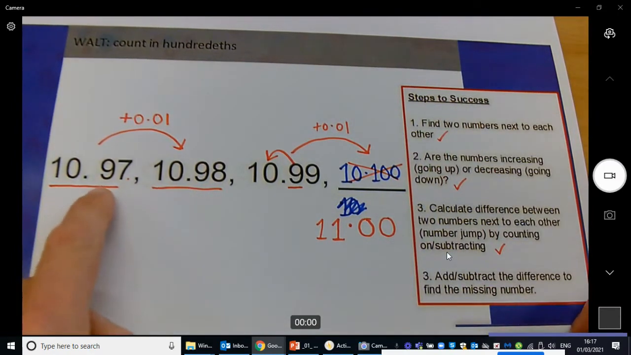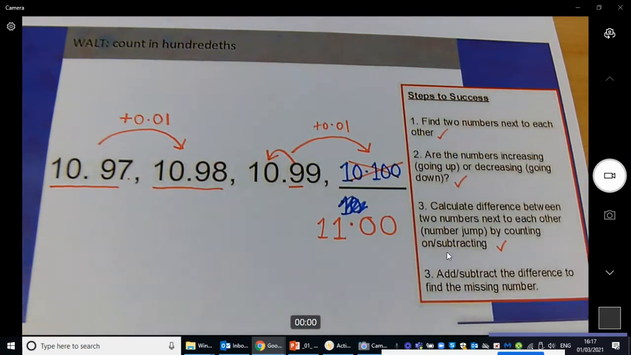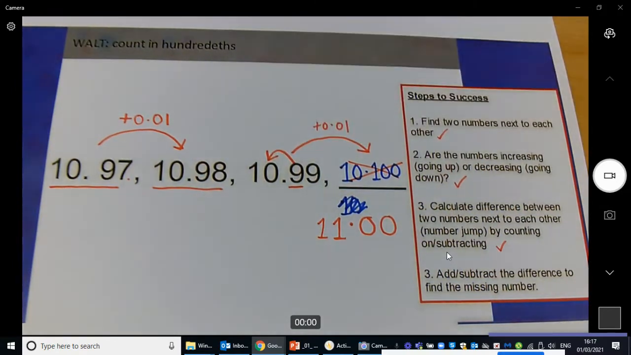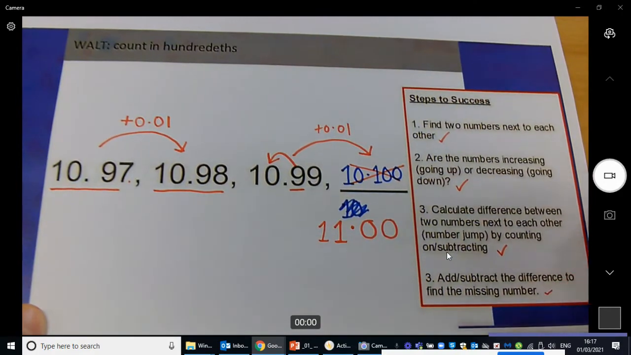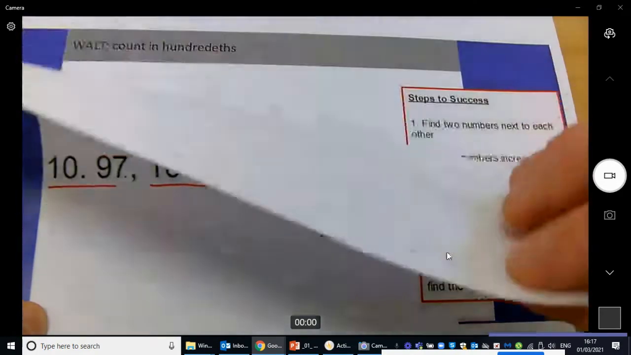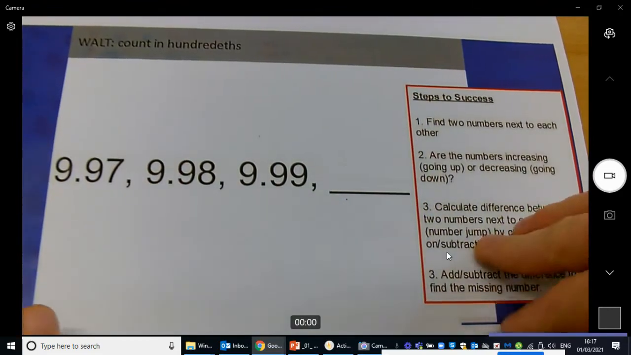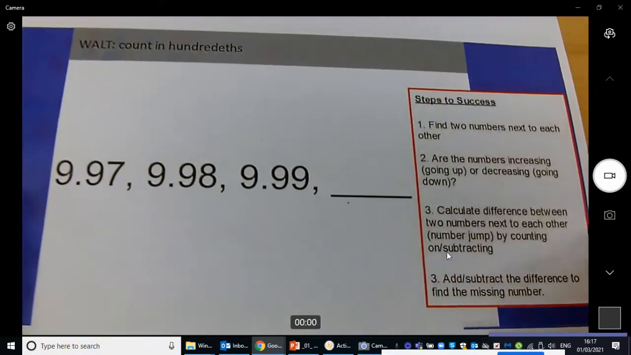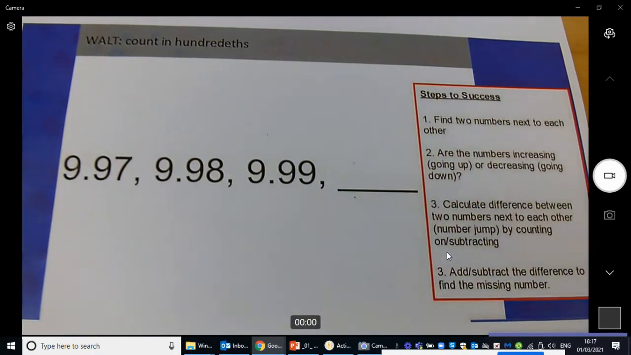So it goes 10.97, 10.98, 10.99, and then 11. So once we've reached 99 hundredths, we then have to regroup it into the next column. And don't worry if that seems a bit confusing to start with. We'll be practicing that with another example. So, what I'd like you to do now is, we'll do this one together and then I'll let you do the last one by yourself.